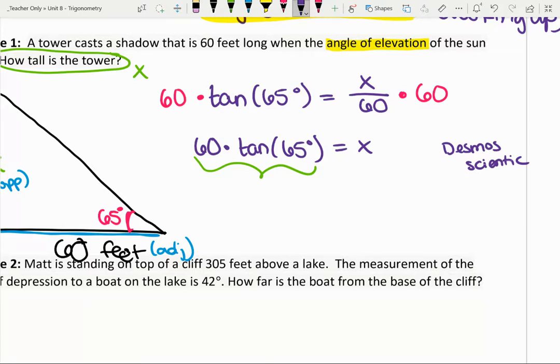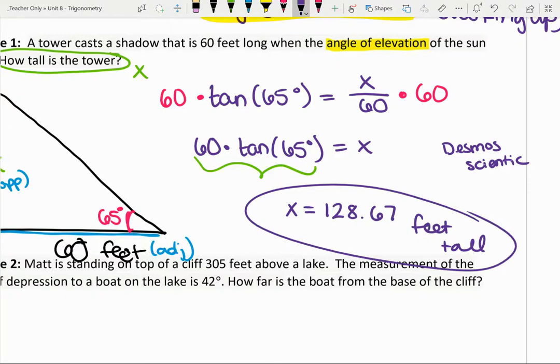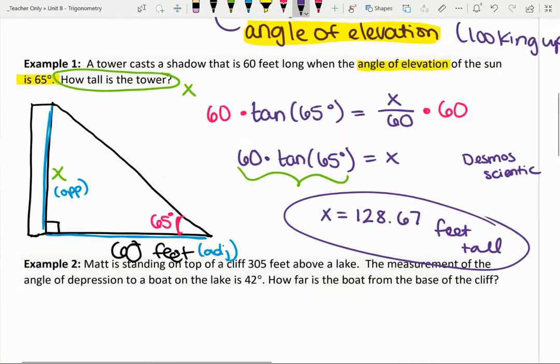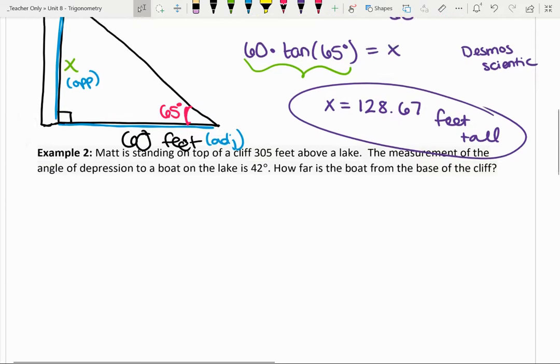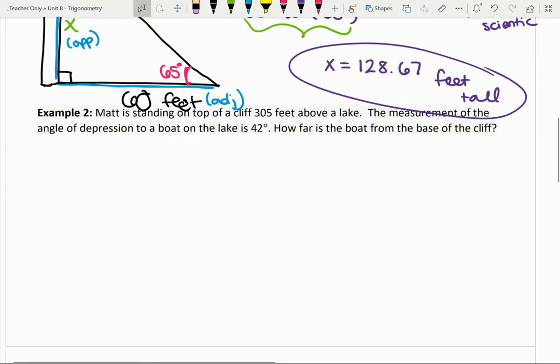But if I plug this into either one of my appropriate calculators, I get x is equal to 128.67, with a little bit of rounding, feet tall. That is how tall the tower is. So once I have my picture and I can break it down into what sides we're dealing with, I was able to use tangent pretty easily there. So we're going to do one more example together, and then I'll let you practice on your own.